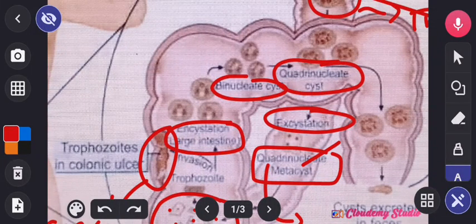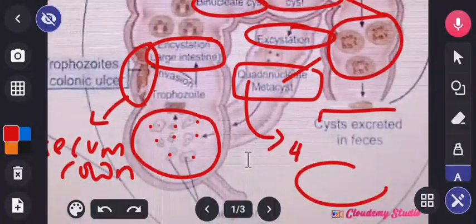The reason they encyst is that as fecal matter is passing through the intestine, dehydration occurs. When dehydration occurs, it stimulates the parasite to encyst. So they develop into a binucleate cyst, then a quadrinucleate cyst, which is a four-nucleus cyst. Then they are shed out through the feces. They are taken outside.